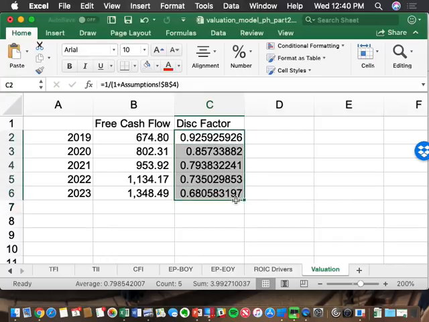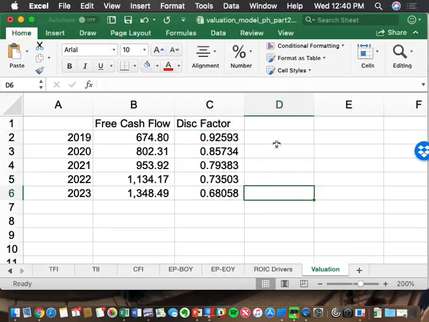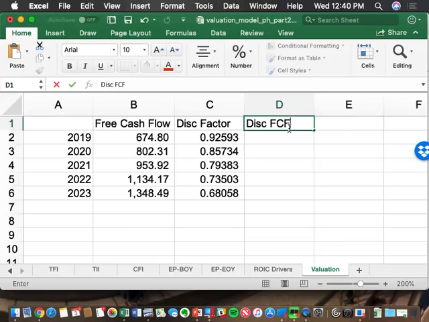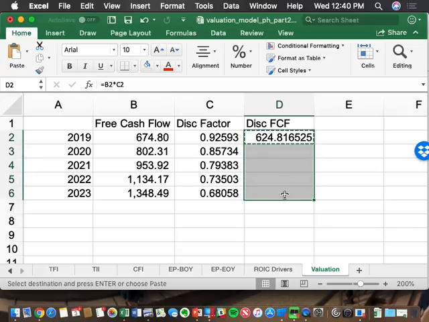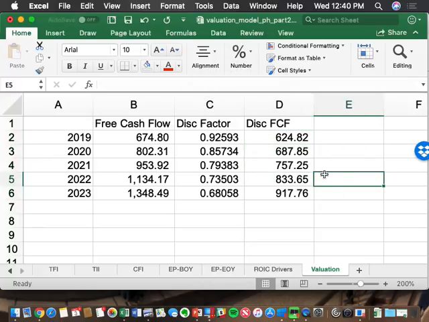All right, and let's clean this up a little bit. They get like 5 decimal places, but those are basically what are called discount factors. We get a discounted free cash flow by taking our free cash flow times the discount factor, and that's the present value of the free cash flow. If I copy this down, those are the 5-year free cash flows that are discounted back to a present value.